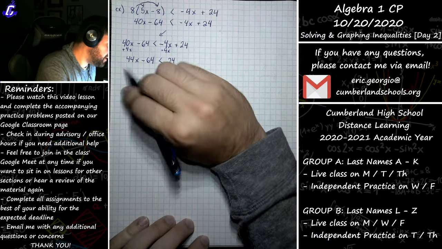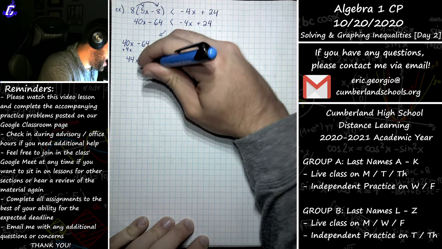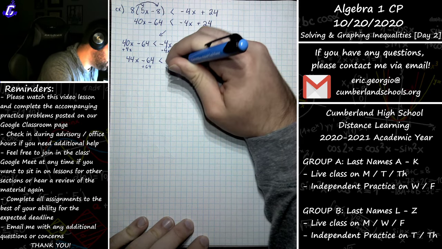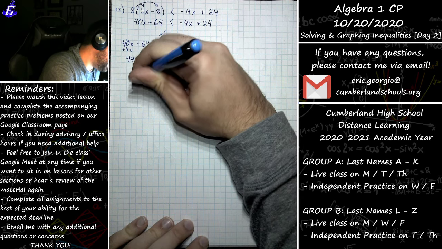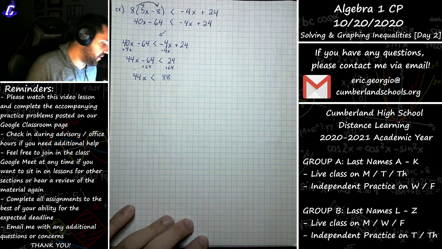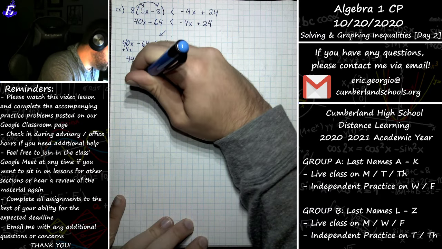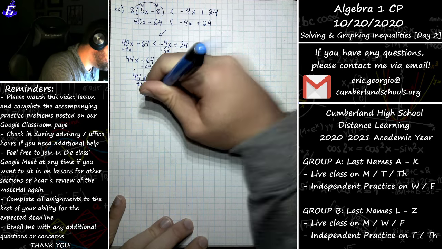It's still two steps here where I want to get this term with the variable by itself. So I'm going to start by adding 64. If we add 64 to both sides, we get 44x is less than 88. That's 24 plus 64. We divide both sides by 44, and notice what we get for our inequality. We get x is less than 2.